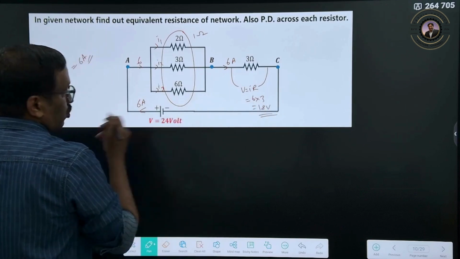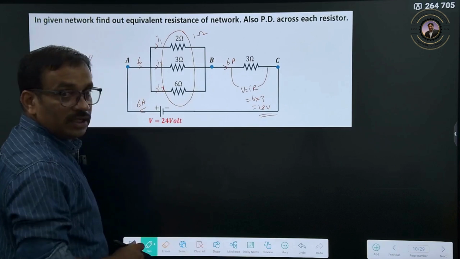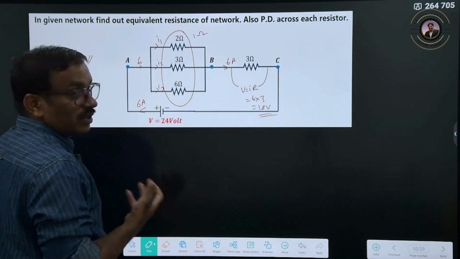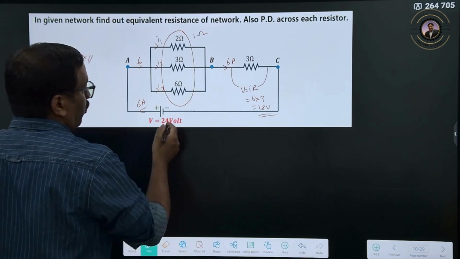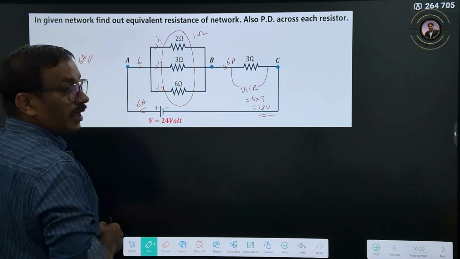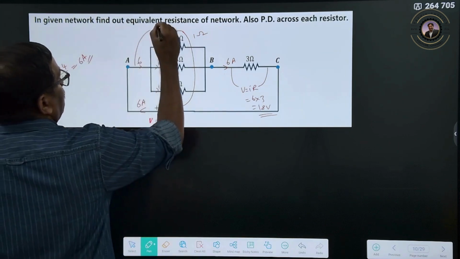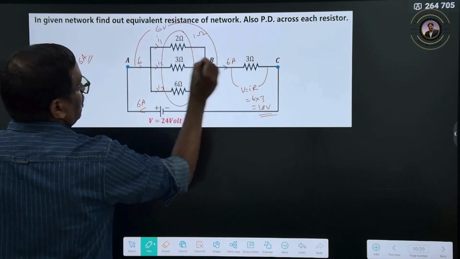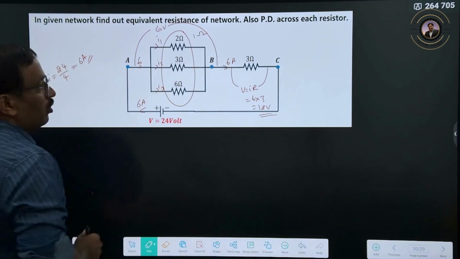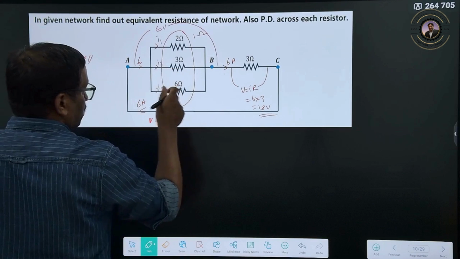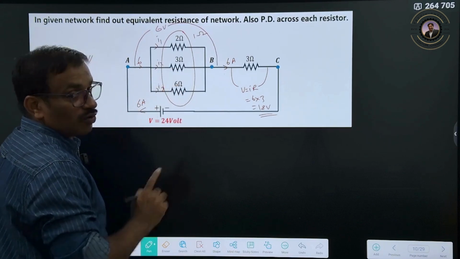So in this 24 volts, 18 volts is gone here. How many volts will be the rest? 24 minus 18, so 6 volts will be there. So this 6 volts will be across this one. Clear? So across this one 6 volts, across this one 6 volts, across this one 6 volts, not 24 volts.